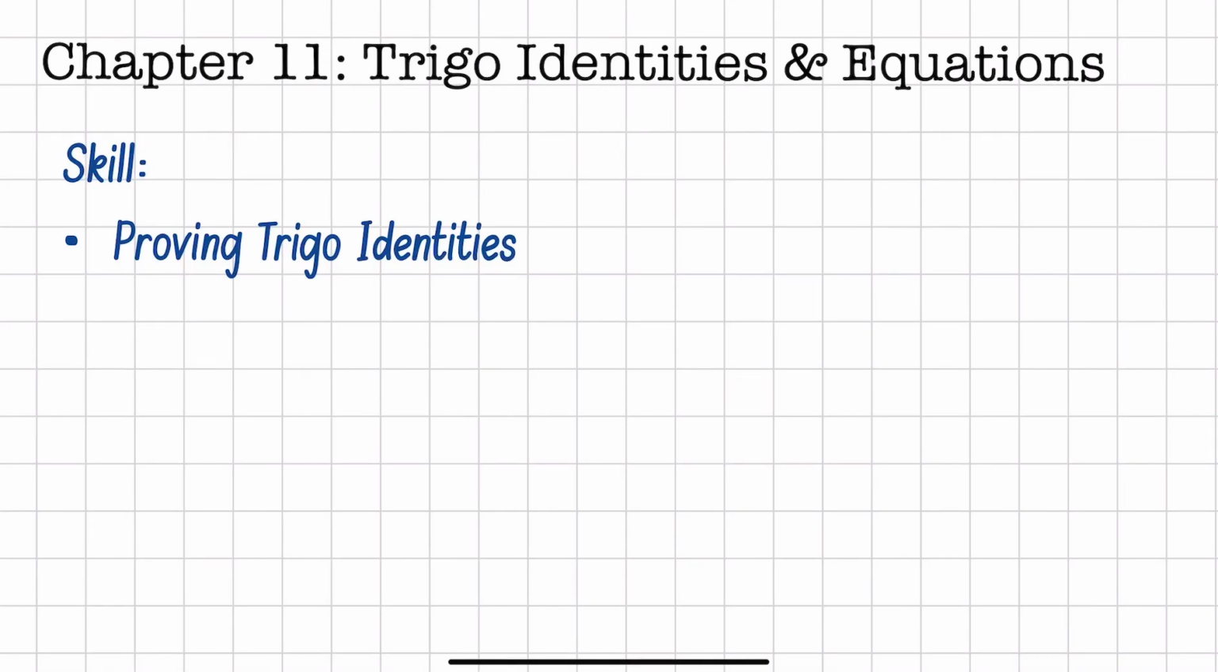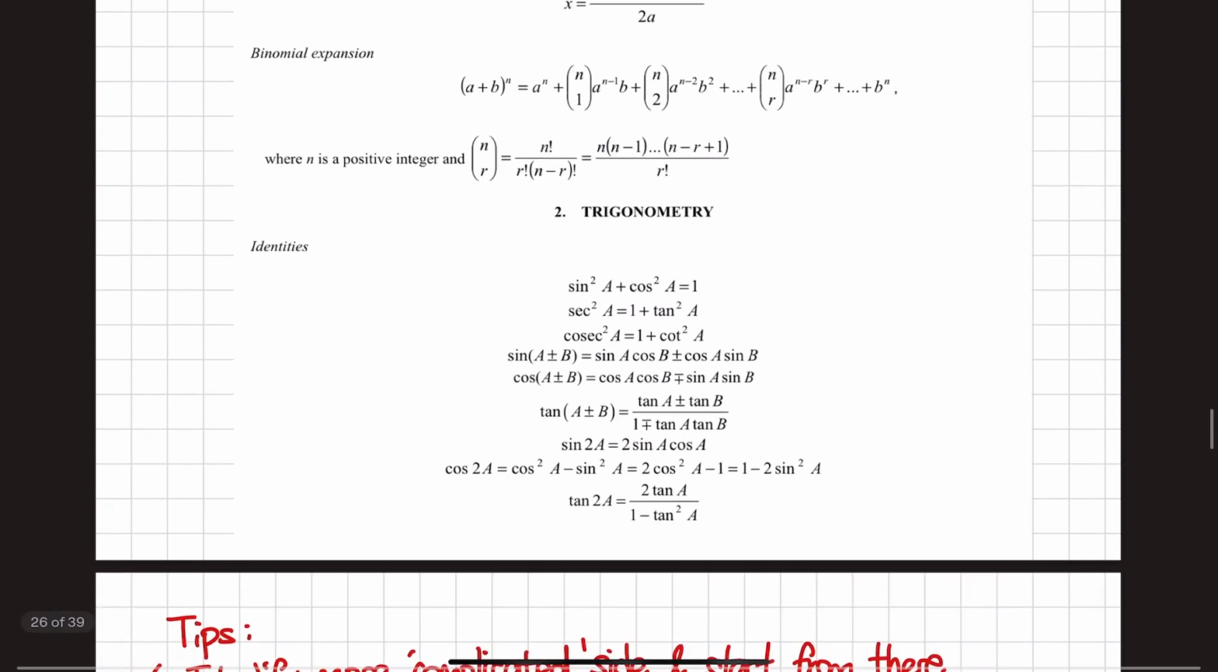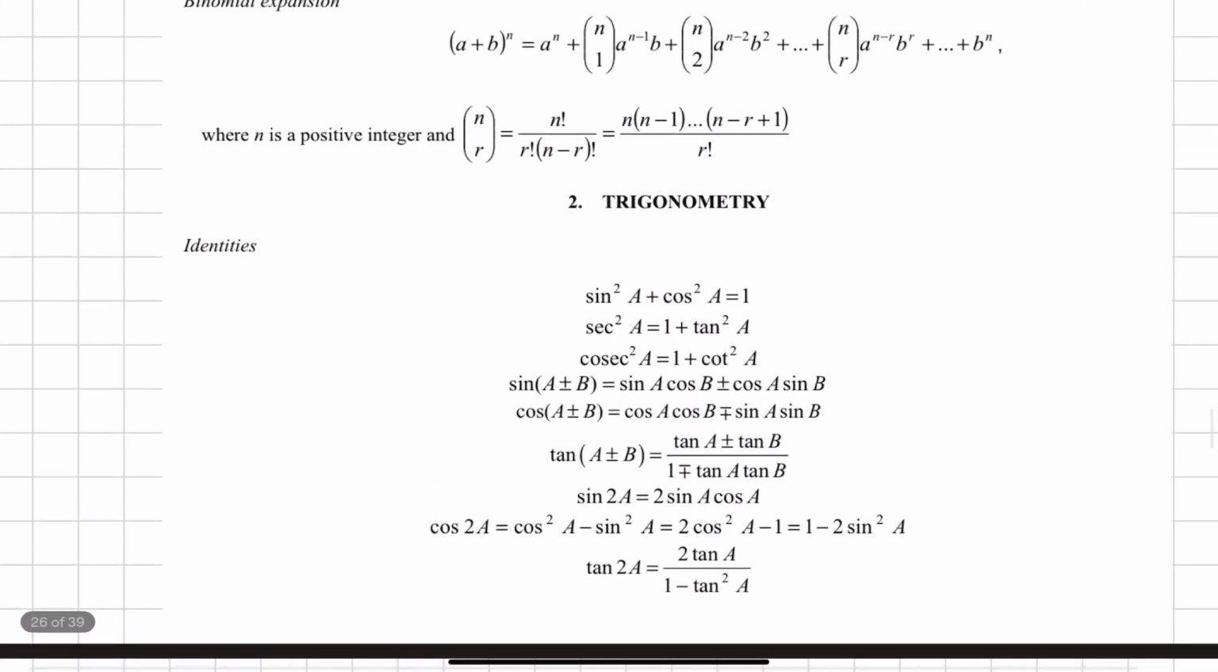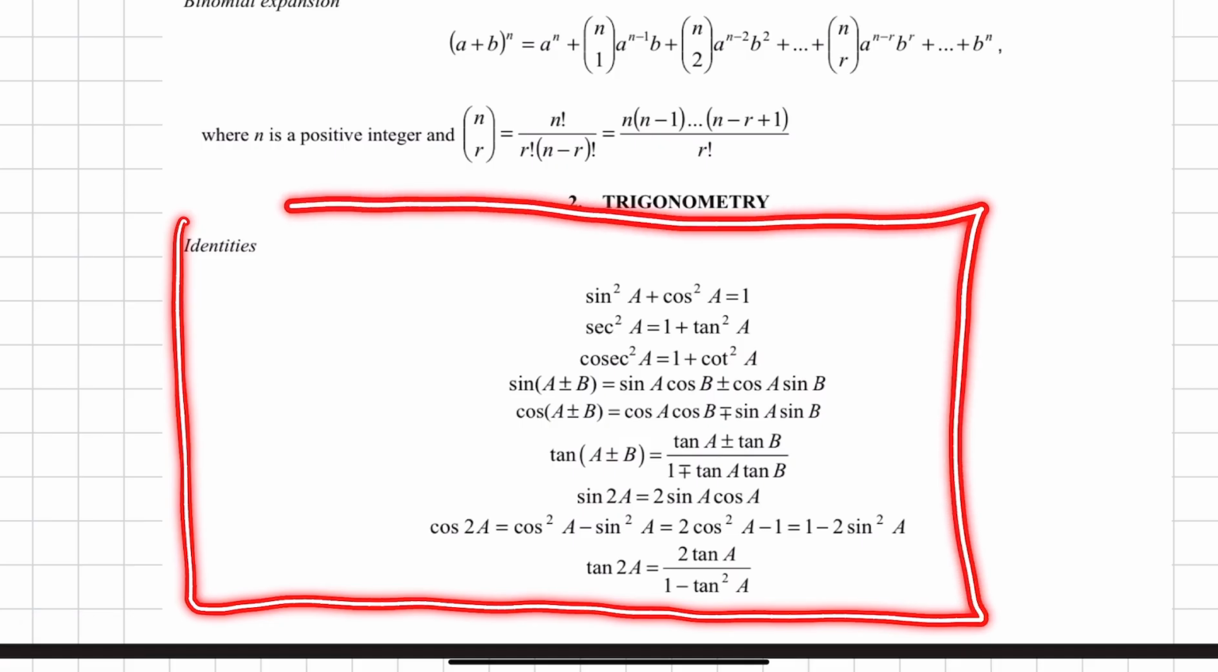Hi everyone, in this video I'm looking at chapter 11, Trigo Identities and Equations, and we look at the skill of how do we prove Trigo identities. For this skill, very importantly, you must know this section on your A-Math formula sheet, the identities. We have a whole bunch of formulas and identities over here.